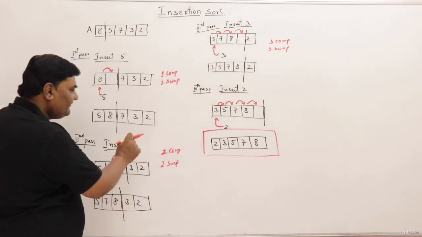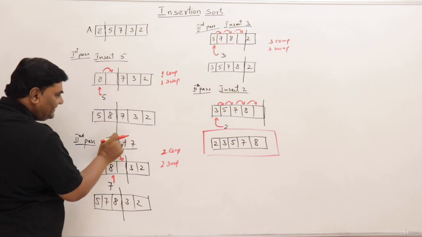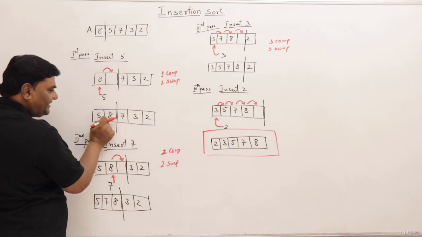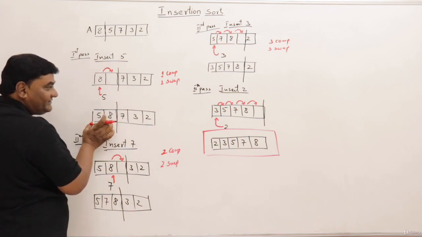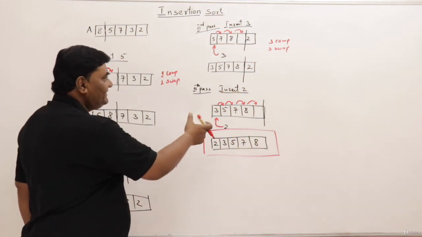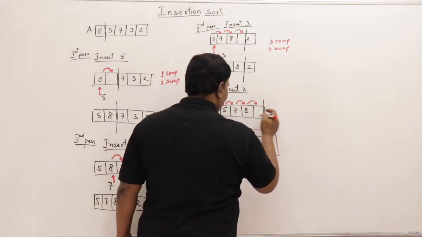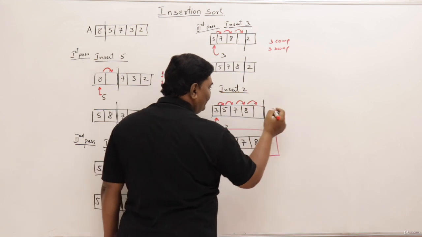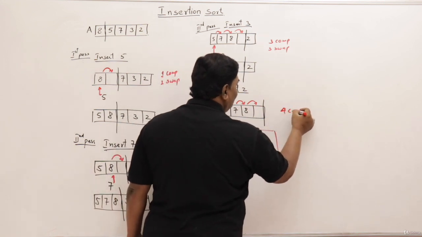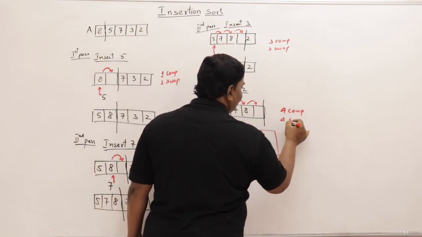So every time from the right hand side we are taking out an element and inserting it on the left hand side. The left hand side list is always sorted. Now lastly, what are the number of comparisons? 1, 2, 3, 4. 4 comparisons we have done and maximum 4 swaps.